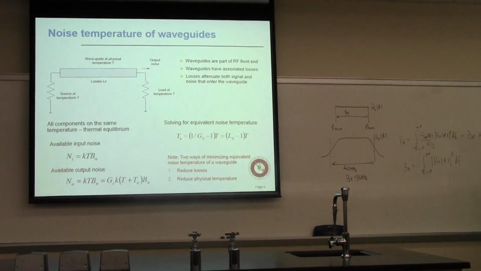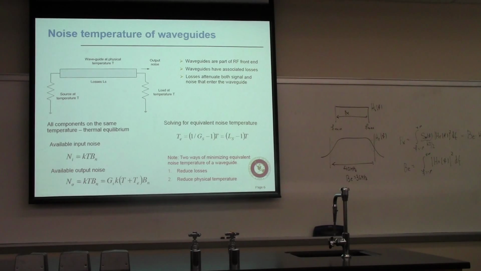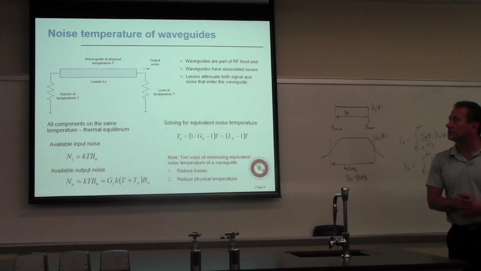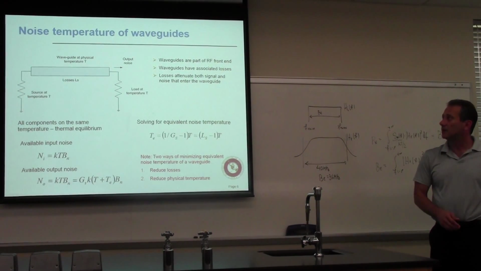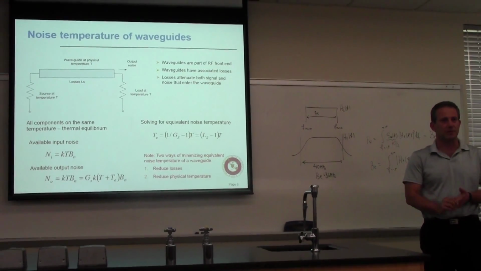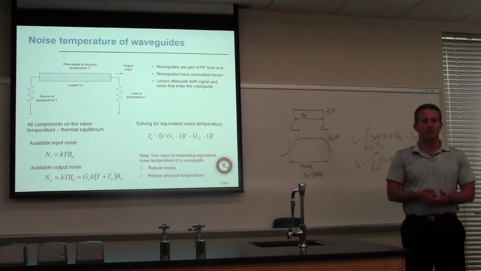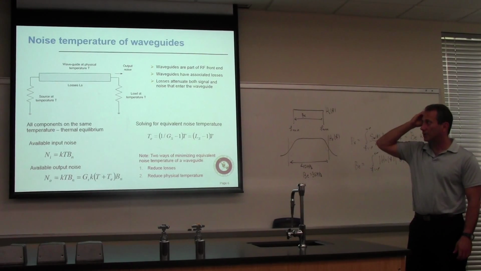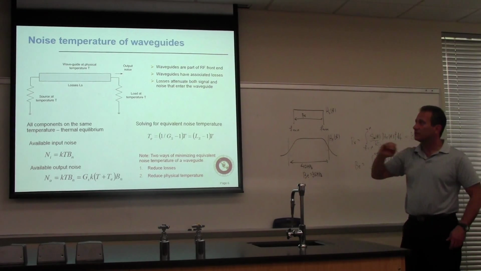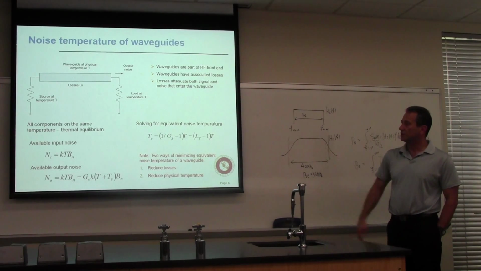Now, that's how you determine the noise temperature for devices like amplifiers or filters and so on. Another thing that you have present in all of these systems are your waveguides. And waveguides have a physical temperature, but they also have losses associated with them. So the question is, how do you determine the equivalent noise temperature of the waveguide? We just have to carefully go back to the definition of what the noise temperature means, write the equations, and then see what comes out.